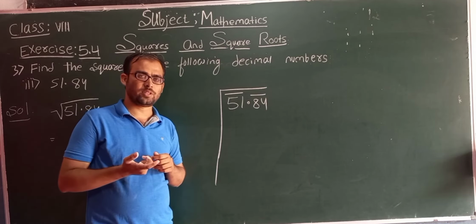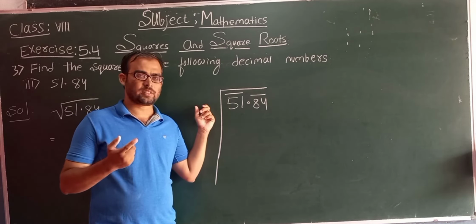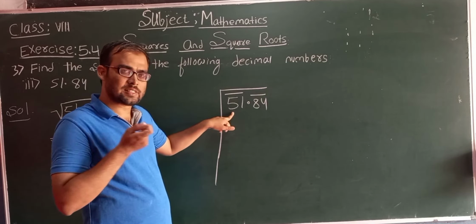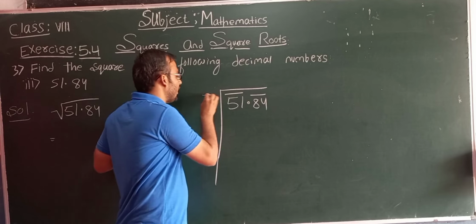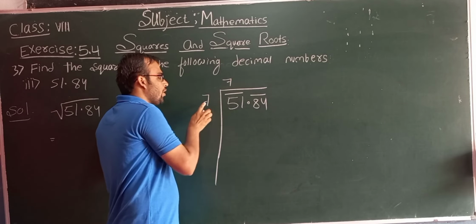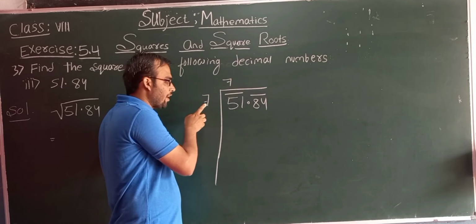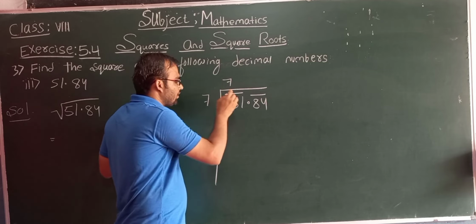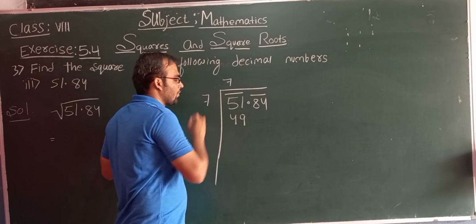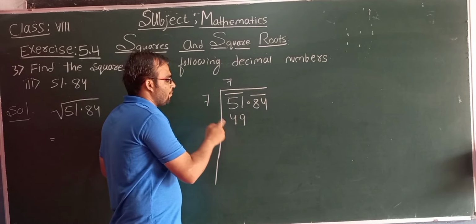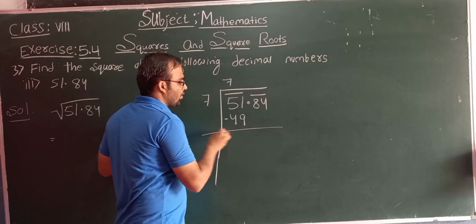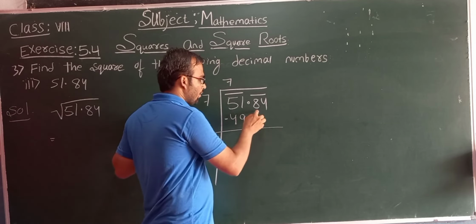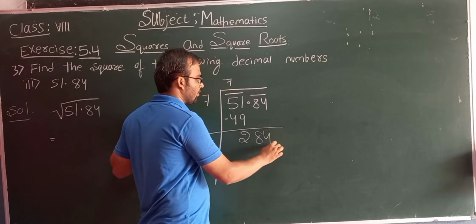Now what is the next step, students? Here we need to write the number such that when we square that number, we get either 51 or a number which is lesser than 51. So here I will be writing 7. Why? Because 7 sevens are 49. If I would have written 8, then 8 8s are 64. So 7 sevens are 49. Next, 51 minus 49 is how much? 2. Bring down these numbers.